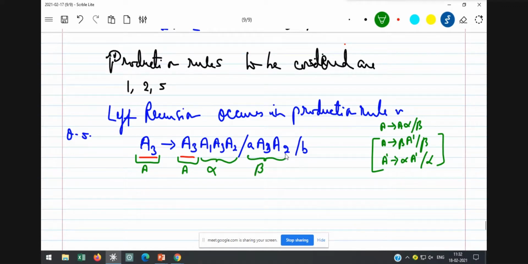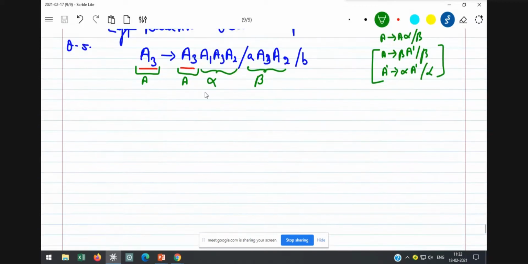I won't complicate anything. It's up to you. Now I have considered beta like this. In order to remove this left recursion from here, I need to follow this procedure. While following this procedure, we need to introduce a new non-terminal. Out of this production rule number 5, we need to generate two more production rules in order to remove the left recursion.